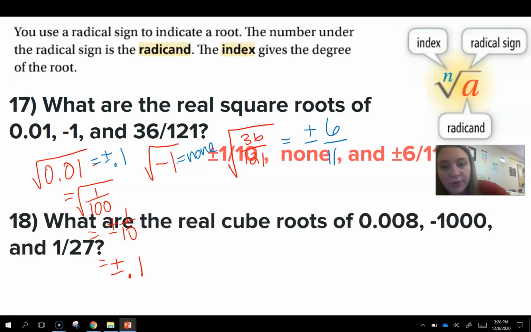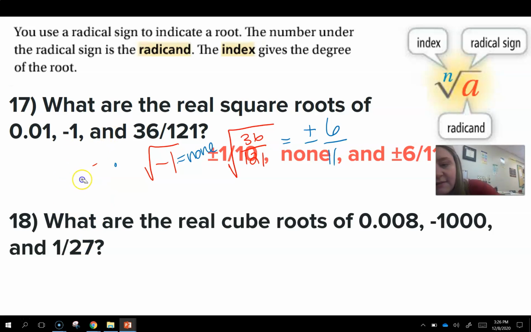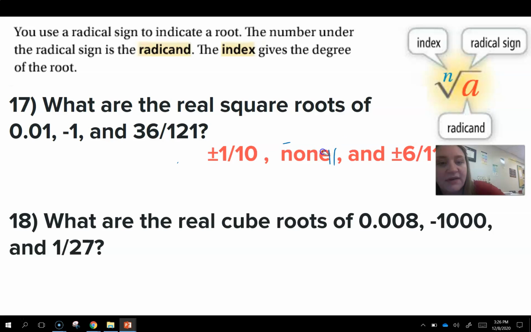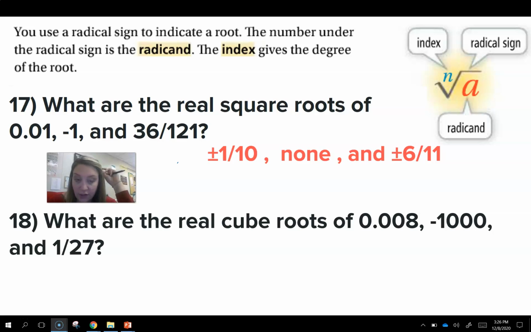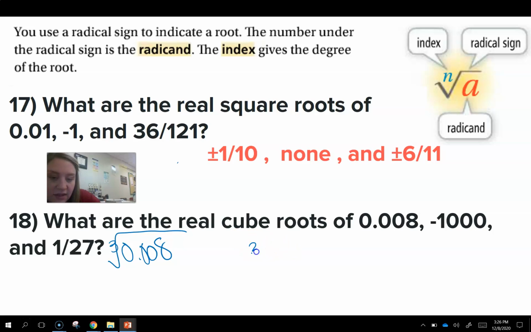All right, how about cube roots? Okay, so remember, cube roots, we are allowed to do negative numbers. So if it's asking me to do a cube root of a negative number, that's okay, we can do that. Okay, so let's see what we have here. What are the real cube roots of 0.008, of negative 1,000, and 1 over 27? All right, so we want the cube root this time. Oh, I gave you the answers. Cube root of 0.008, the cube root of negative 1,000, and the cube root of 1 over 27.